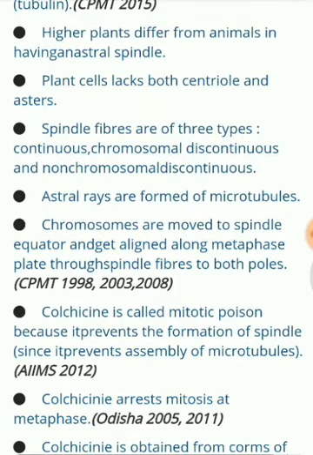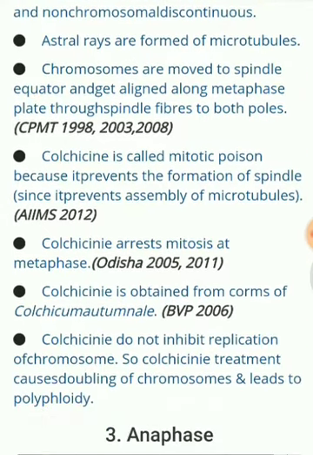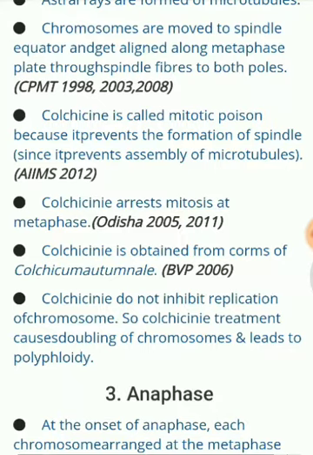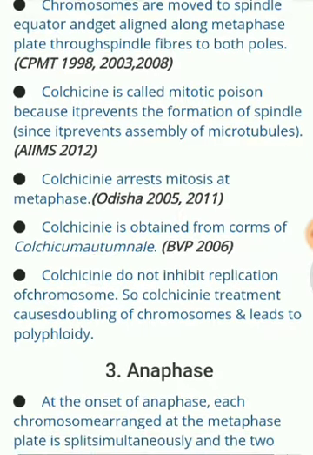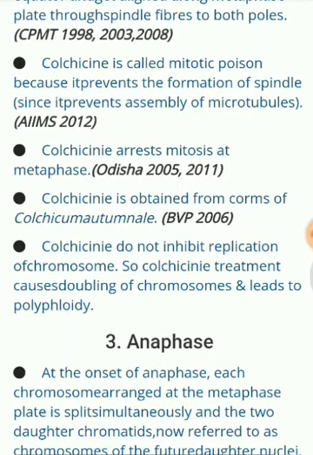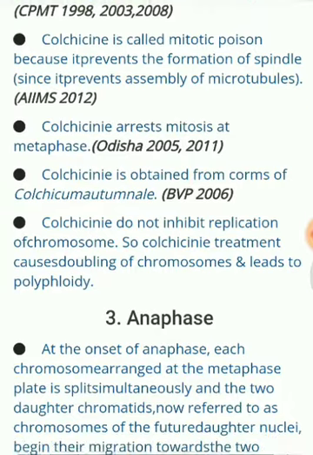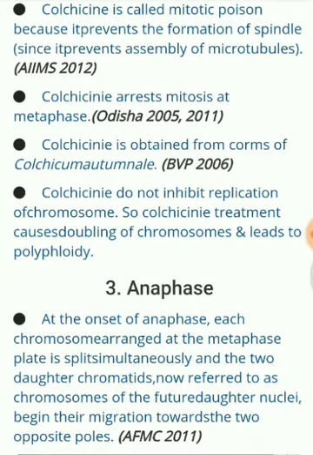Colchicine is called a mitotic poison because it prevents the formation of the spindle, since it prevents assembly of microtubules. Colchicine arrests mitosis at metaphase. Colchicine is obtained from corms of Colchicum autumnale. Colchicine does not inhibit replication of chromosomes, so colchicine treatment causes doubling of chromosomes and leads to polyploidy.